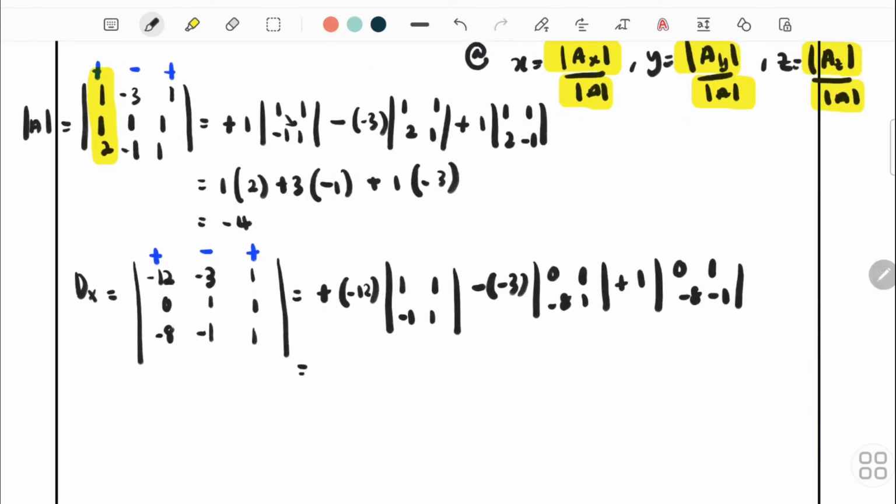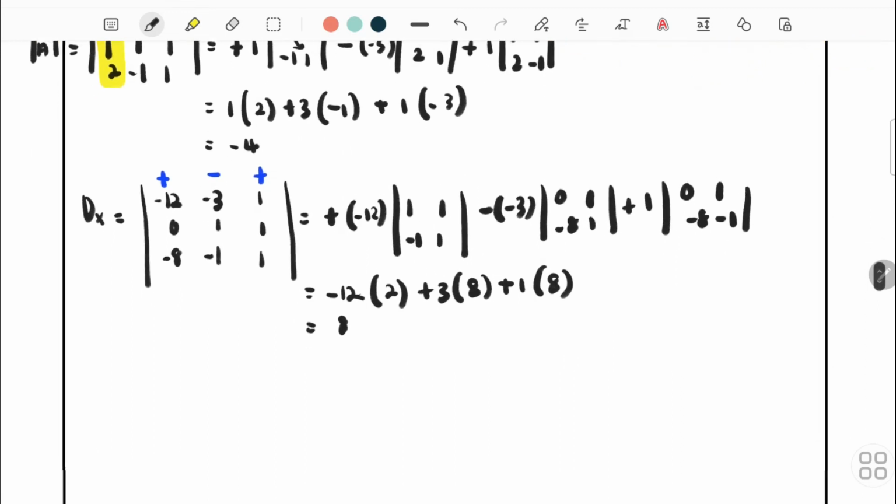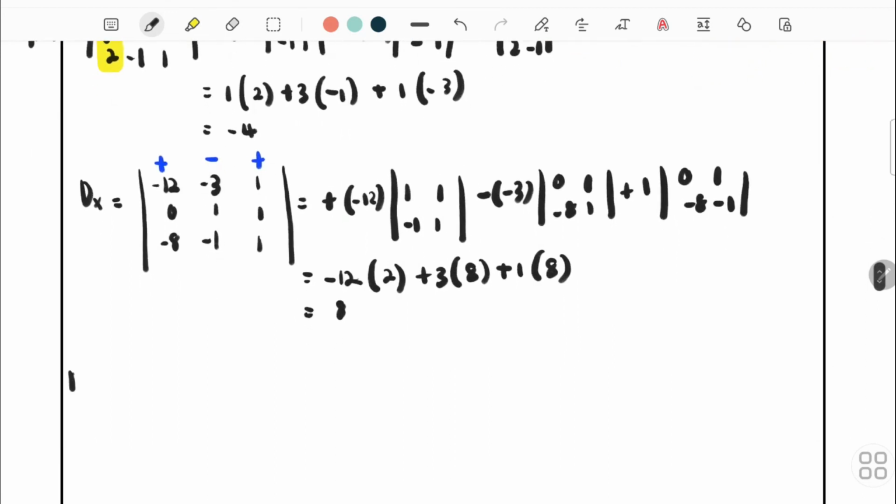Then you calculate. So negative 12 should be multiplied with 2 because 1 minus negative 1, plus 3 multiply with 0 minus negative 8, so you get 8 here, plus 1 multiply with 0 minus negative 8, so you get 8 also here. Then you get 8 as the value for D sub X. And then we're going to proceed with D sub Y.